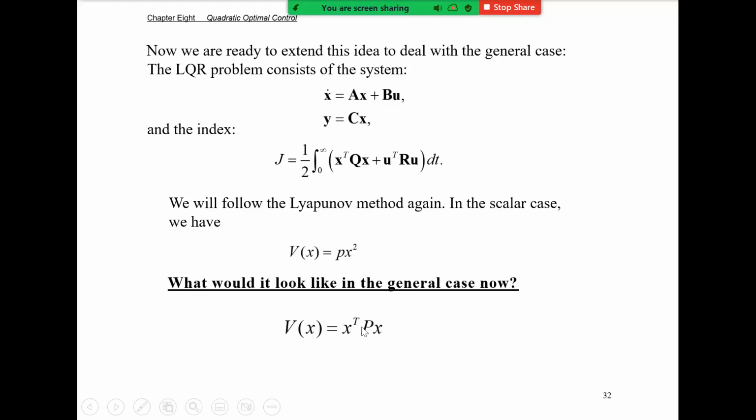We don't have x squared anymore. X squared becomes x transpose times x. But then you have this P, which appears in the middle. That is the positive definite matrix. So you have learned this in part 1, the Lyapunov function.